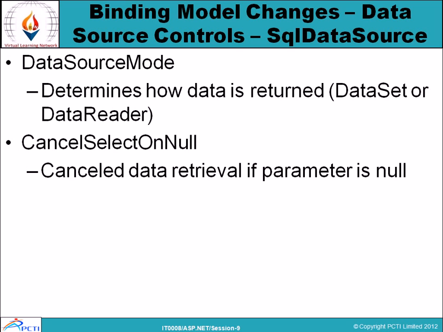Binding model changes, that is, the data source controls with SQL data source. Data source mode includes the determination of how the data is returned, from a dataset or data reader. In what form the data is returned is part of data source mode. It includes CancelSelectOnNullParameter. It means cancel data retrieval if a parameter is null. If we are using this source control with CancelSelectOnNullParameter, it means cancel data retrieval is possible if the parameter is null.